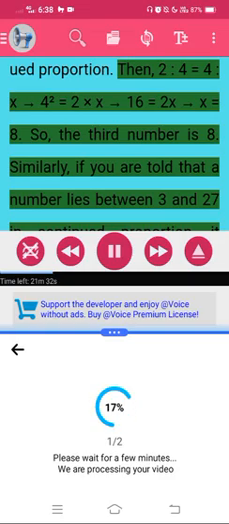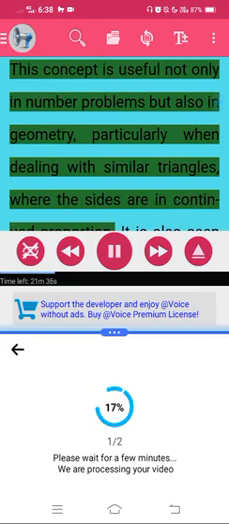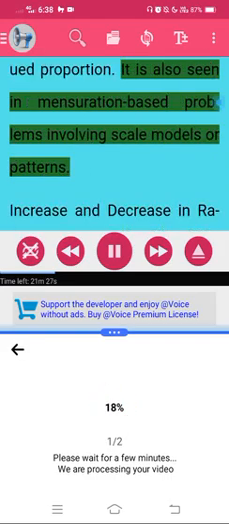Then x squared equals 3 times 27 equals 81, so x equals 9. So 3, 9, 27 are in continued proportion. This concept is useful not only in number problems but also in geometry, particularly when dealing with similar triangles where the sides are in continued proportion. It is also seen in mensuration-based problems involving scale models or patterns.